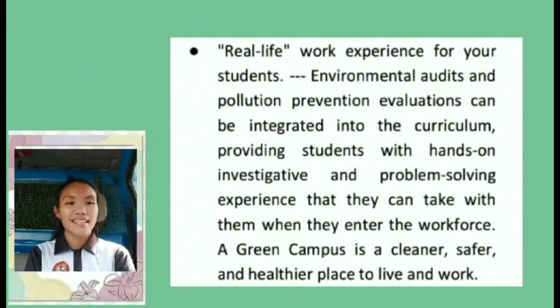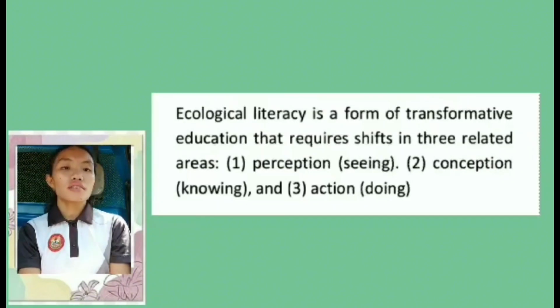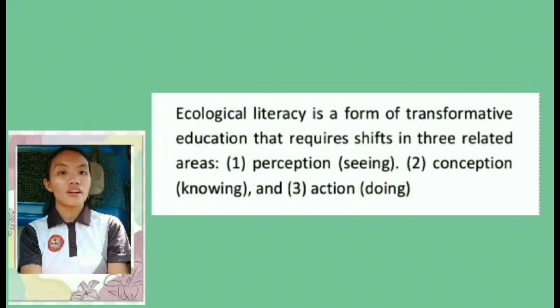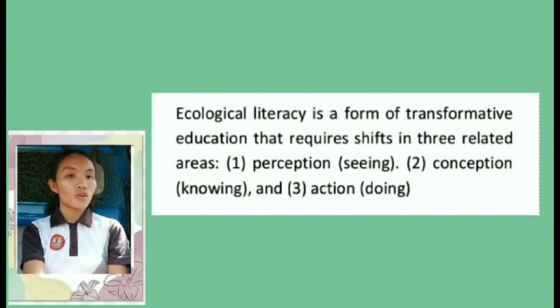So, that's it. To continue in school, the teachers are required to shift the emphasis through the following. Ecological literacy is a form of transformative education that requires shifts in three related areas. These three related areas are perception, which derives from the word seeing; conception, which derives from the word knowing; and third is action, which derives from the word doing.